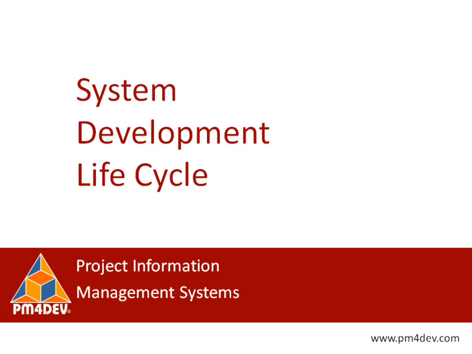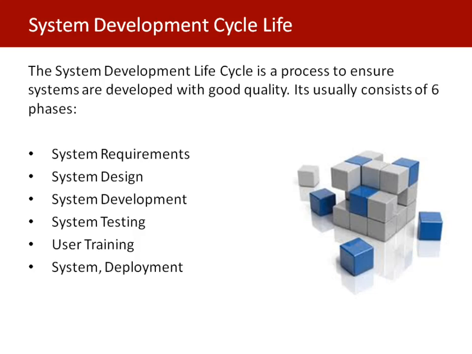This is a presentation on the system development life cycle. The system development life cycle is a process to ensure that the systems are developed with good quality. It usually consists of 6 phases. We have requirements, design, development, testing, training, and deployment.